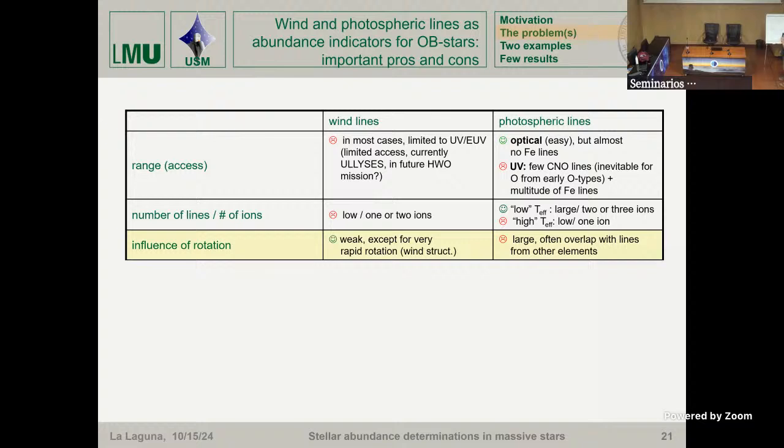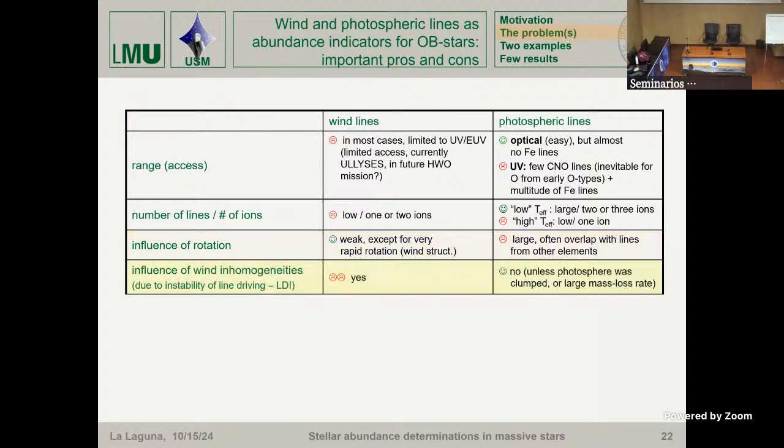And the influence of rotation is large in the optical, simply because the lines become so broad due to rotation and then weaker. So there is overlap with lines, whereas because of the large width of these P Cygni lines, rotation does not play a big role for the wind lines. It plays a certain role, but not much.